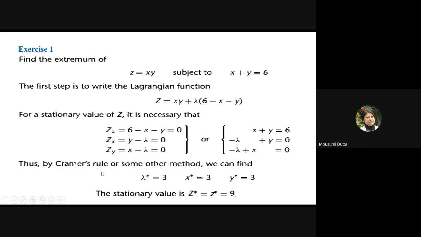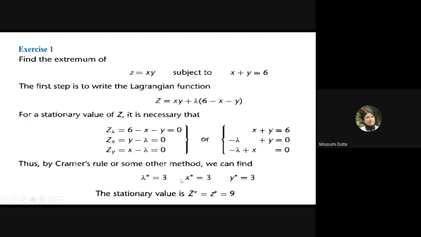You may use Cramer's rule, or you may not; it is not necessary to use Cramer's rule. From this equation you get y is equal to lambda, and from this equation you get x is equal to lambda. So x is equal to y. Replacing y by x in the constraint, 2x is equal to 6, so x star is equal to 3. Since x is equal to y, both x star and y star are 3.